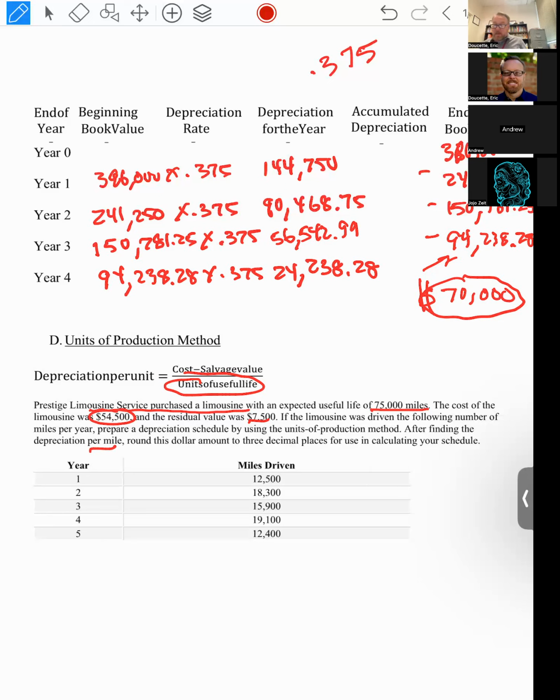Well, first thing we need to do is find out what it is going to depreciate per mile, right? So they're saying 75,000 miles is what they're going to get out of it, right? And then they said it cost them 54,500 to buy it. All right, so if we bought it for that much, we need to deduct the residual. And then we need to divide that answer by the 75,000 miles. So the total cost divided by each mile that we think it's going to survive.